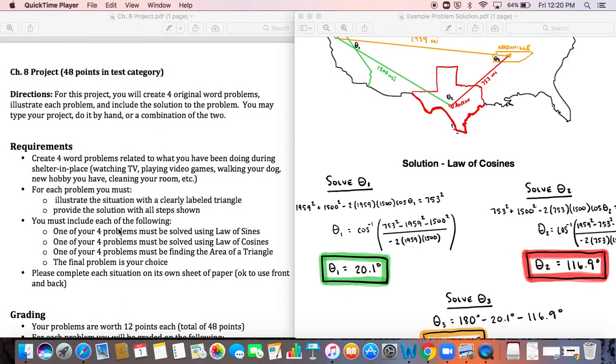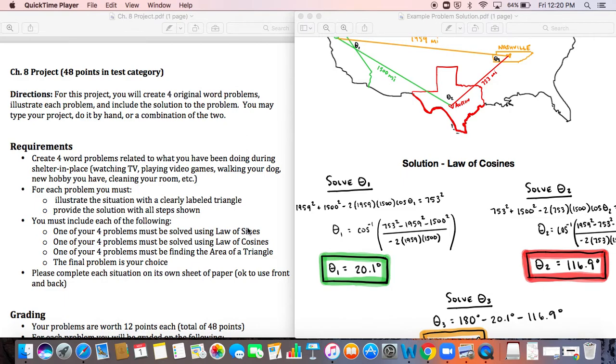So for the 4 problems, one has to be solved using law of sines. So one of them should be a law of sines situation. One should be a law of cosine situation. One should be a problem for finding the area. And then the final problem can be your choice. So for the 4th problem, you can pick any of those 3, whichever situation you like best.